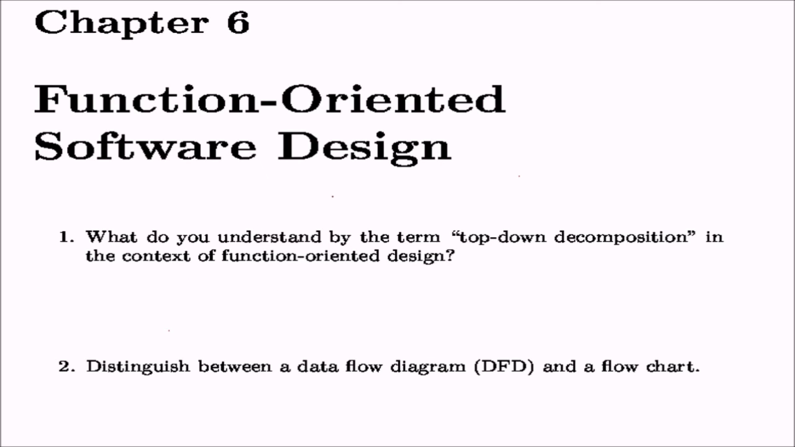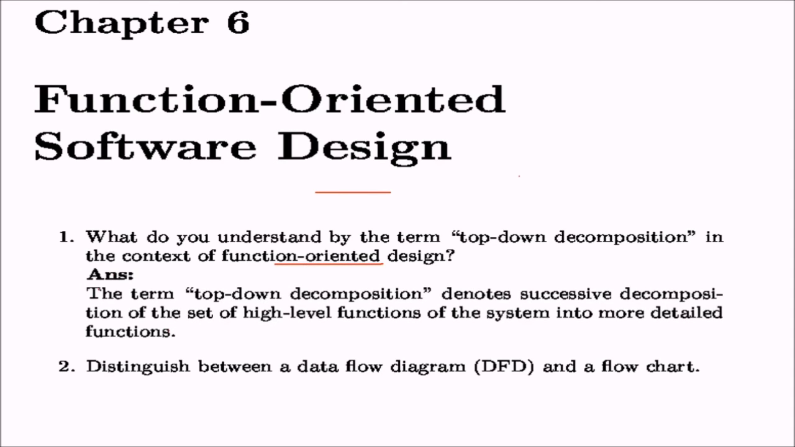Function oriented software design. So what do you understand by the term top down decomposition in the context of function oriented design? The term top down decomposition here denotes the successive decomposition of the set of high level functions. If we have high level functions, or we call them managerial functions, these high level functions of the system are successively decomposed into more detailed functions. So this is known as top down decomposition.